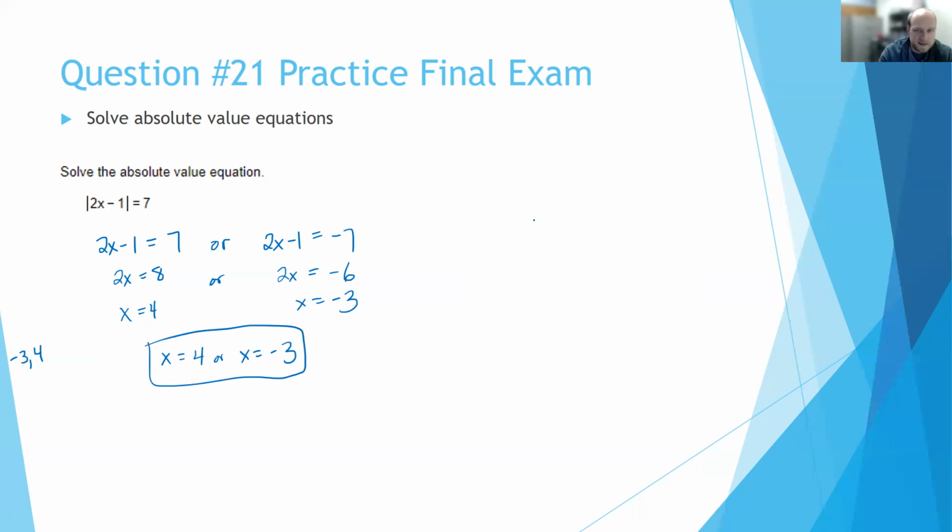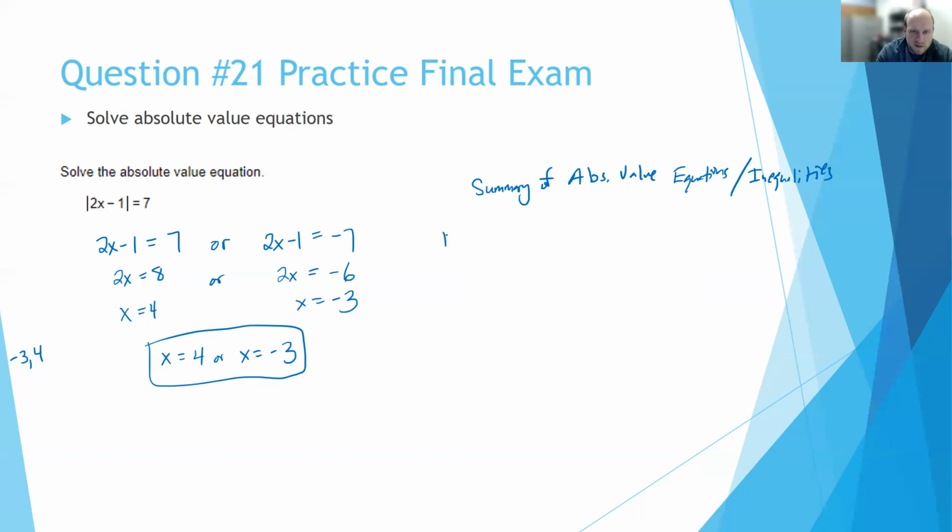Now let's summarize. Okay, summary of absolute value equations and inequalities. So when we have the less than or greater than signs and all that.